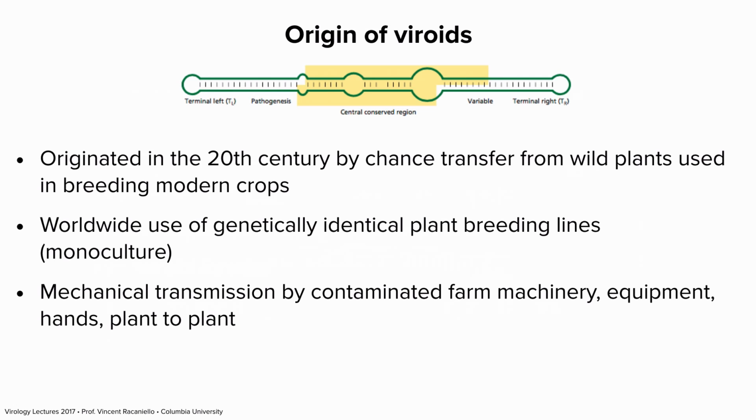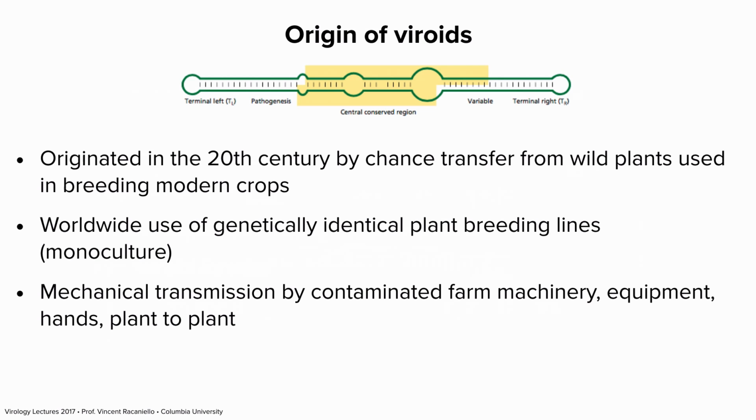But in modern times, we think they originated in the 20th century. You know, all the crops that we grow now are grown from genetically designed lines. They're monocultures, so you know all the corn in one country is pretty much the same, made by the same company. And so we think when those lines were being developed many years ago in the 20th century, there was just a chance transfer from wild plants to these crops. The wild plants had viroids in them. They probably have for years, and so they were introduced into crops, and now it's very difficult to get rid of them.